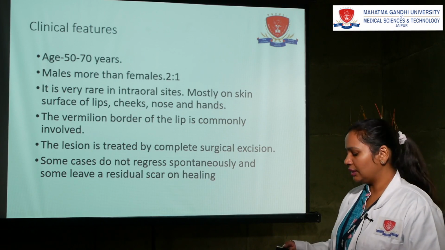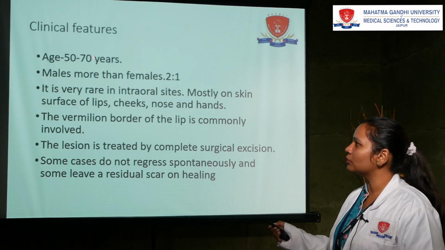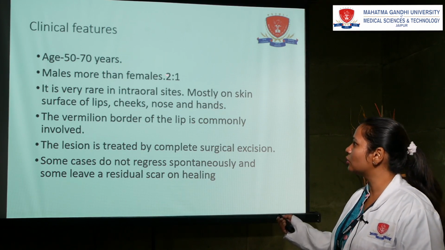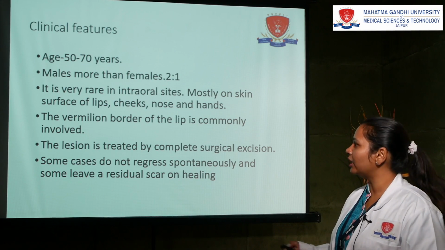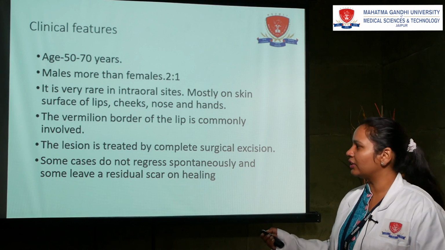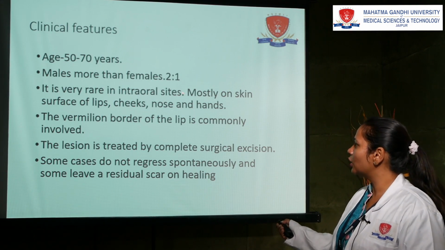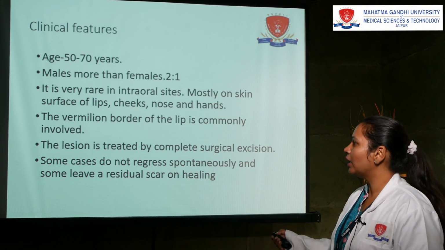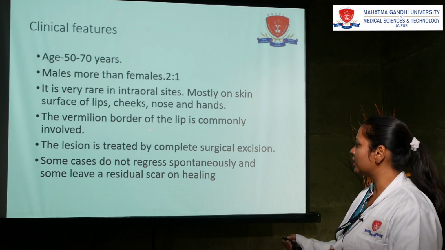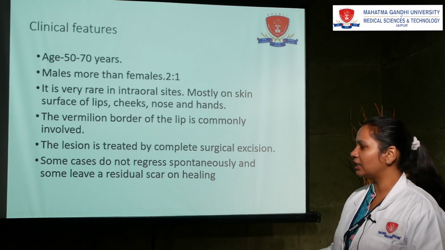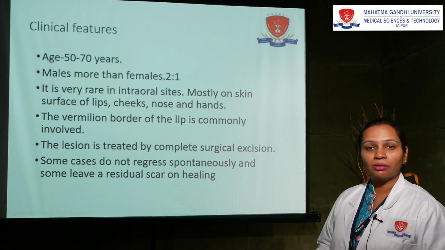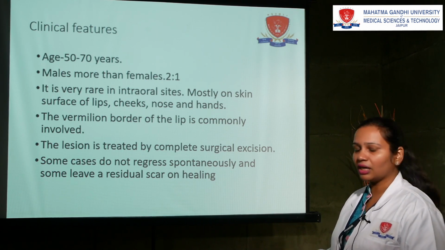Clinical features: most commonly it is seen in persons 50 to 70 years of age. The male to female ratio is 2:1. It is very rare in intraoral sites and mostly it is seen on the skin surface of lips, cheeks, nose and hands. The vermilion border of the lip is commonly involved. The lesion is treated by complete surgical excision. In some cases they do not regress spontaneously and in some they leave a residual scar on healing.